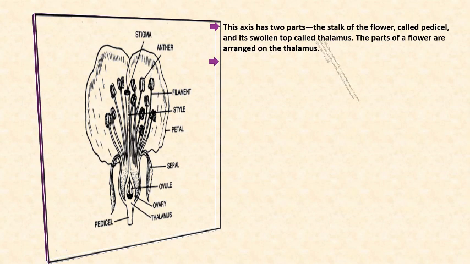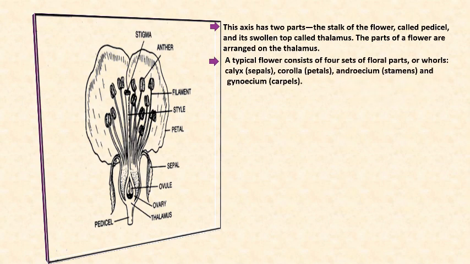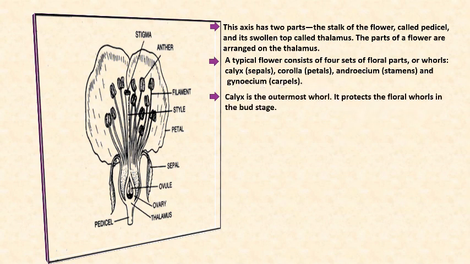A typical angiospermic flower has four whorls: calyx, which is known as sepal; corolla, known as petal; androecium, known as stamen, the male part of the flower; and gynoecium, known as carpel, the female part of the flower.